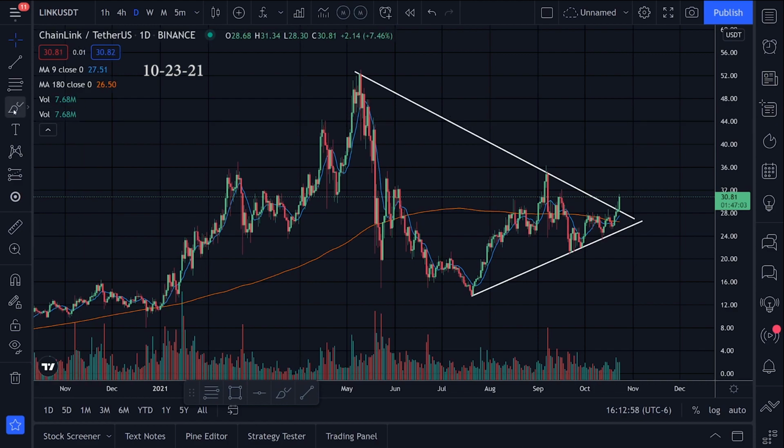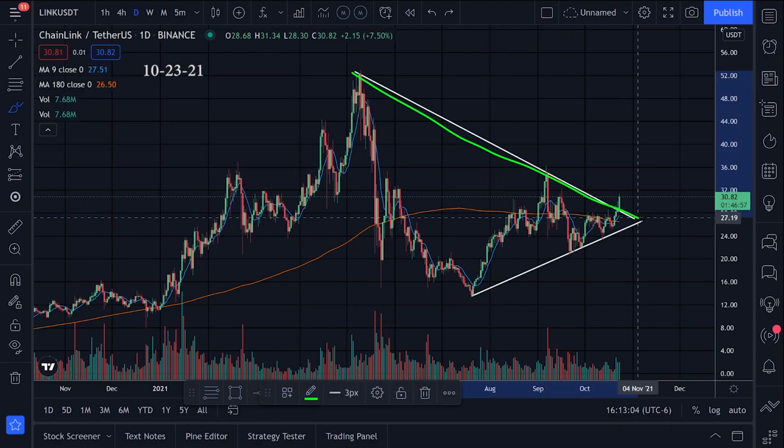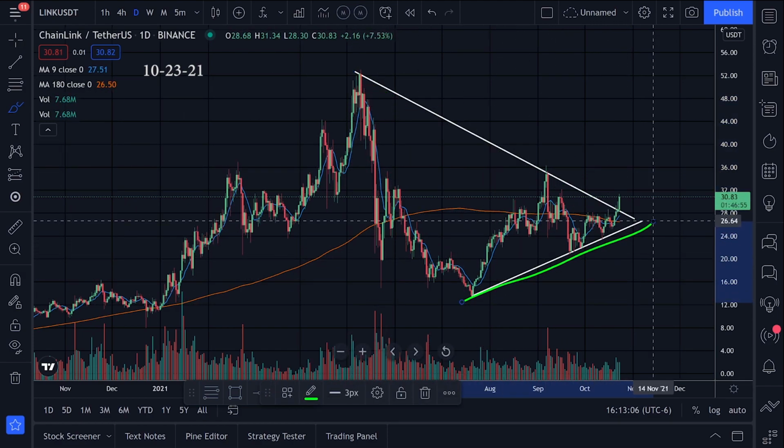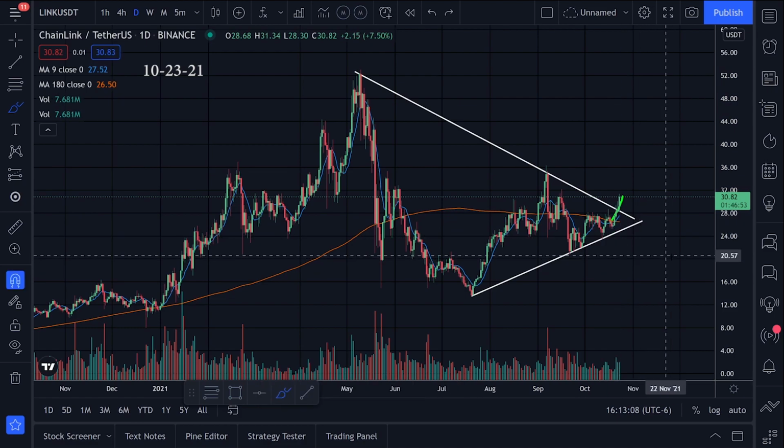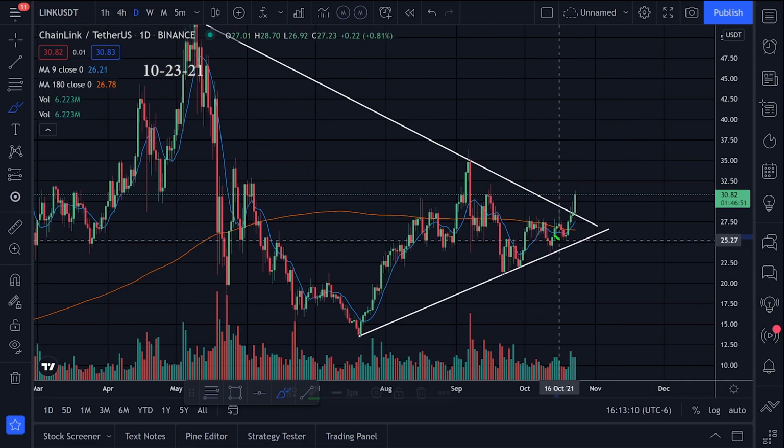Okay, so here's what we're looking at on the Chainlink chart. We have resistance right here. We have resistance right here. We were looking at this downtrend going down like that. And we also had support like this. We were waiting for a breakout to the upside or to the downside. And we got a breakout to the upside.